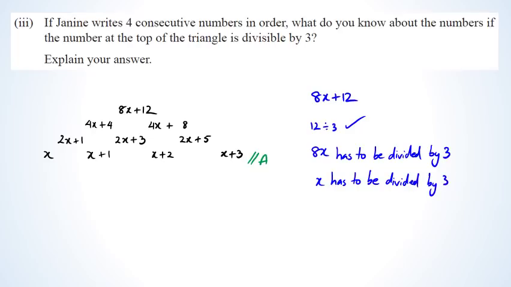So what you can then say is that if the total at the top of the triangle is divisible by 3, that means 12 can be divided by 3, and then 8x can also be divided by 3. That means x has to be divisible by 3 as well.